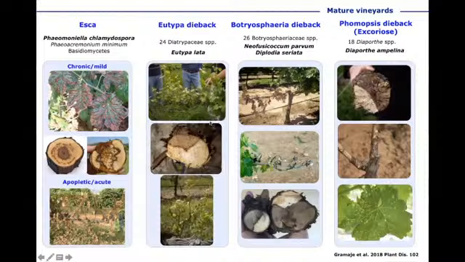The main wood symptoms of Eutypa, Botryosphaeria and Phomopsis dieback are wedge-shaped perennial cankers, indistinguishable among diseases, and circular to non-uniform central staining of the wood observed in cross-sections of affected wood.